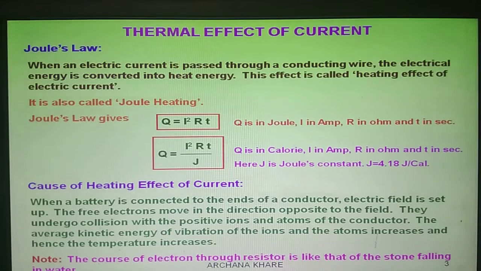We have to note this point that the course of electron through a resistor is like that of a stone falling in water. Like a stone when falls in water experiences an opposition due to the viscosity of water, similarly, the electrons when flow through a conductor also experience opposition due to the positive ions and the atoms of the conductor present inside.